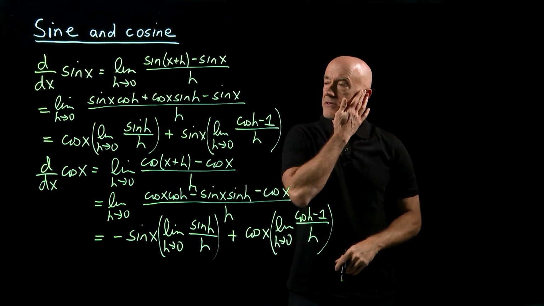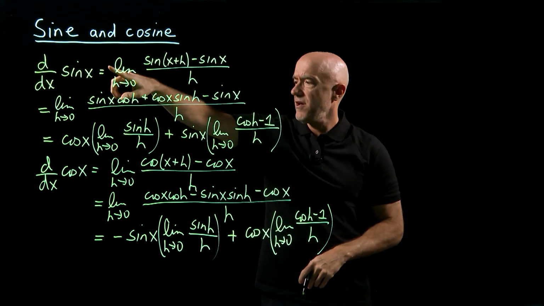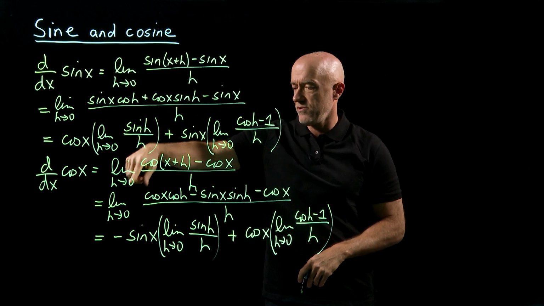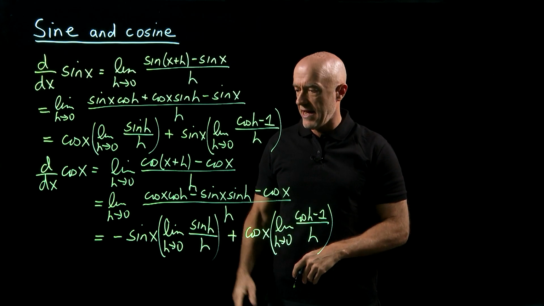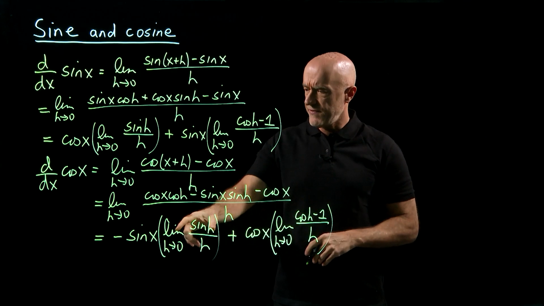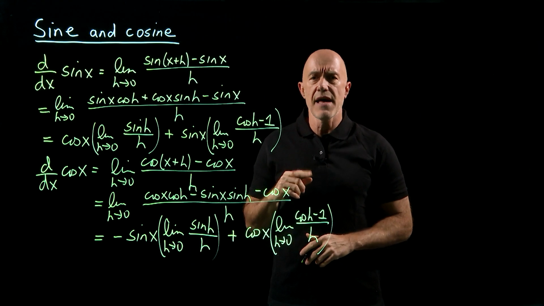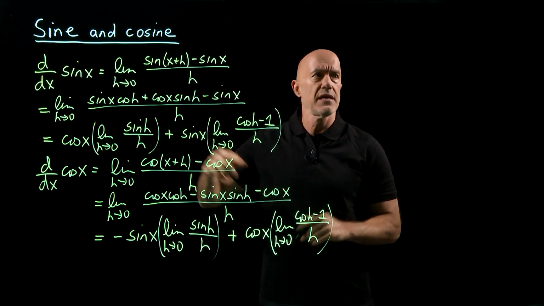Okay, so we have these two expressions for the derivative of the trig functions, the derivative of sine x and the derivative of cosine x. So what we need to do is figure out what are the values of these limits. Before we do that, let's consider what the meaning is.